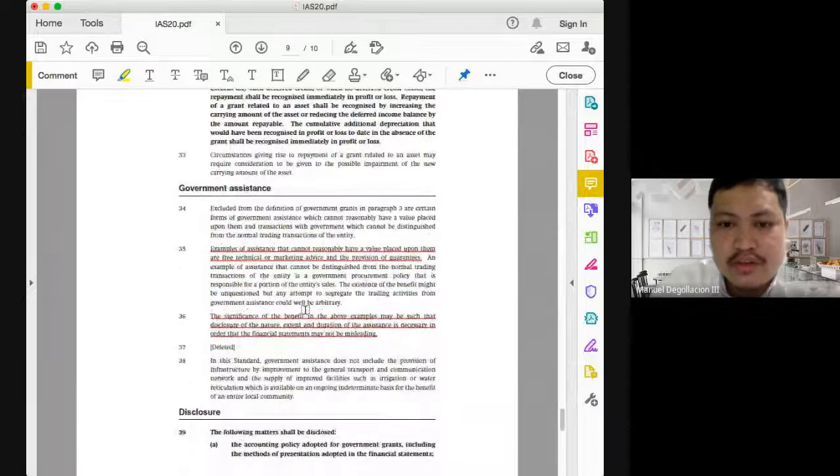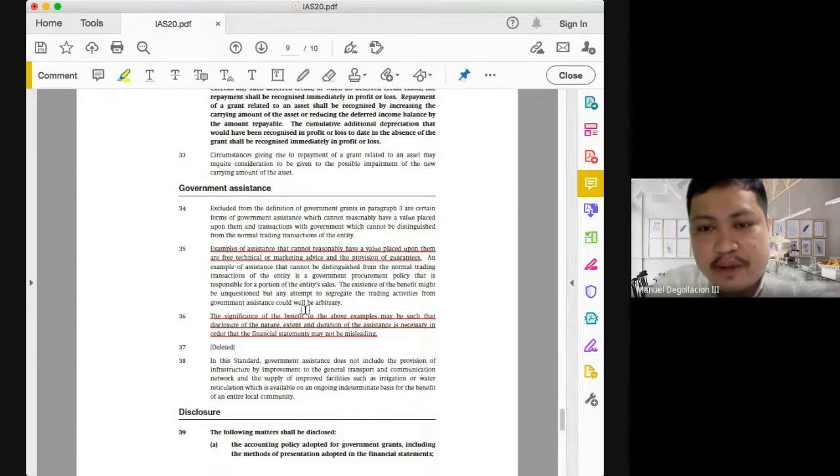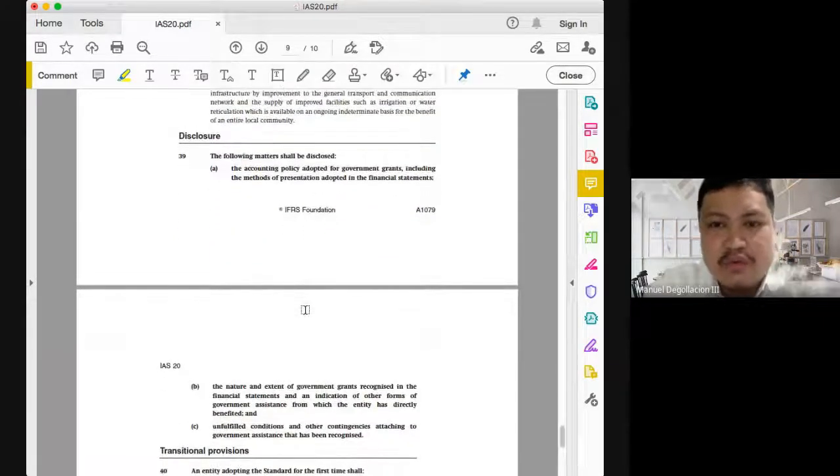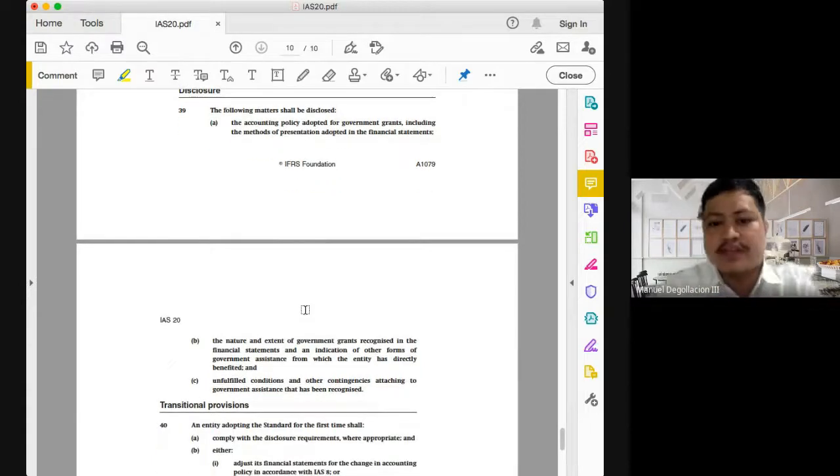Okay. So the government assistance, just take note of the different examples of government assistance here, class, that will not be considered as a government grant. So please take note of paragraph 35 and 36. Okay. Although it's rarely asked, it's better if you be familiar with the required disclosures for PAS 20. There are only 3, class. Okay. There's no need for us to discuss the transitional provisions. So that would be it for PAS 20.